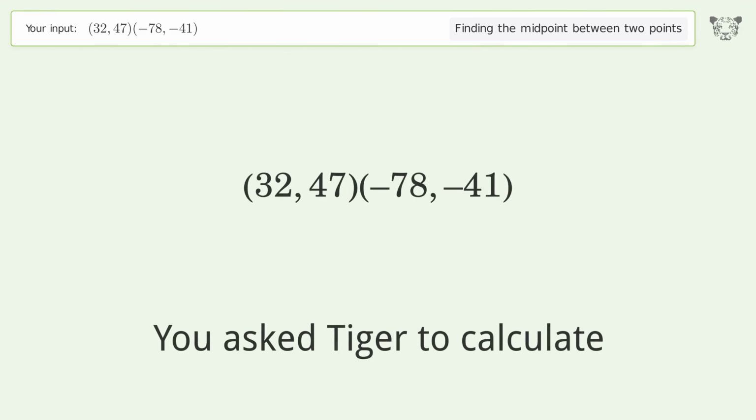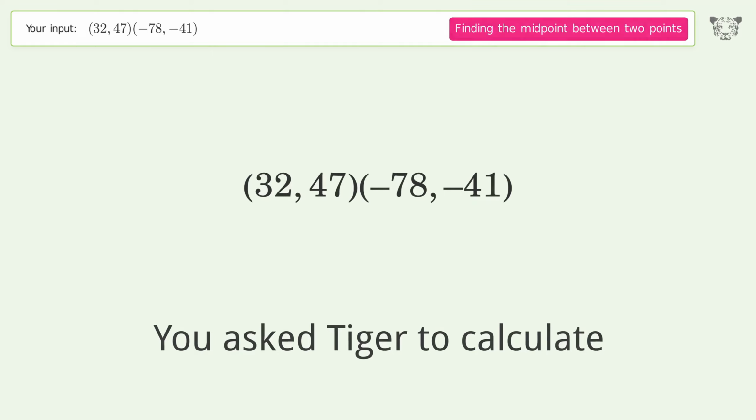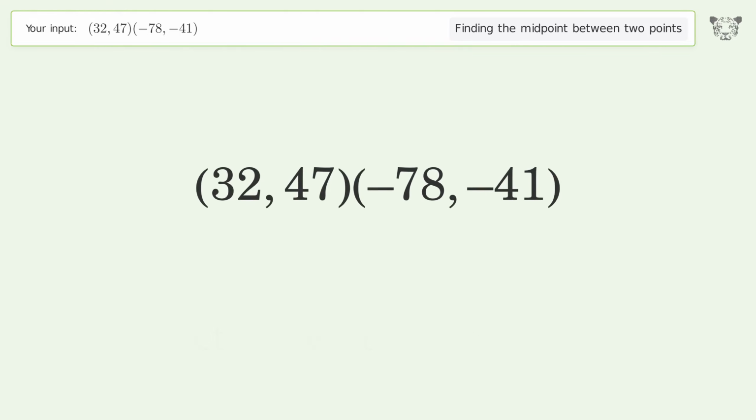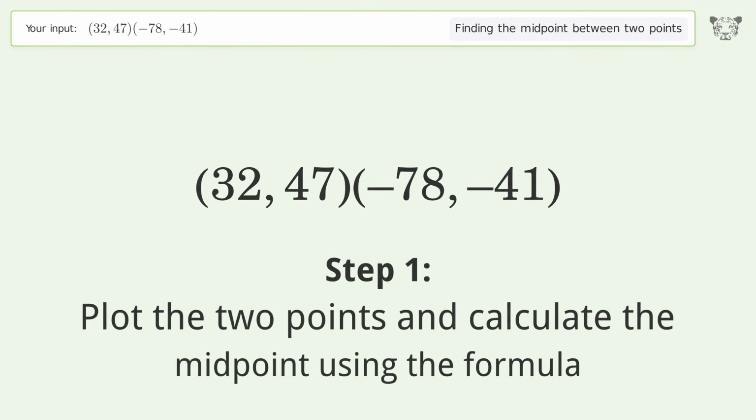You ask Tiger to calculate. This deals with finding the midpoint between 2 points. The midpoint between the 2 points is -23,3. Let's solve it step by step. Plot the 2 points and calculate the midpoint using the formula.